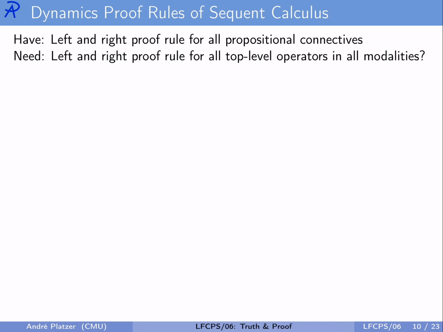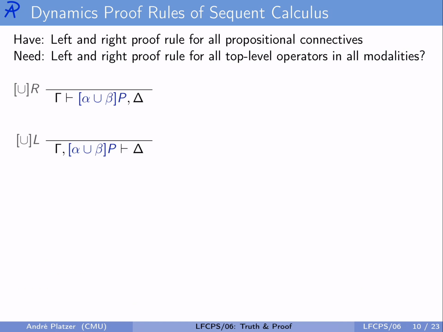Well, so I guess we've got left and right proof rules for propositional connectives. So we should be doing left and right proof rules for all the other top-level operators, in particular all the modalities, in particular all the top-level operators within the modalities. So I guess let's march right on. We need to develop a proof rule for proving that all behavior of a system that has a choice between alpha and beta is safe.